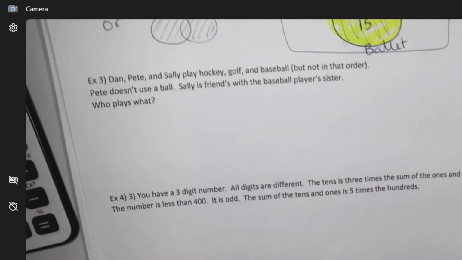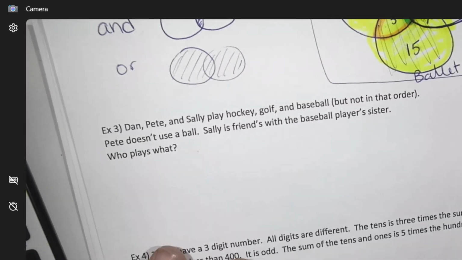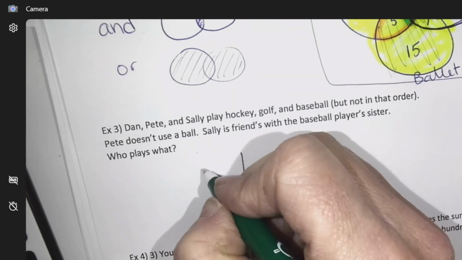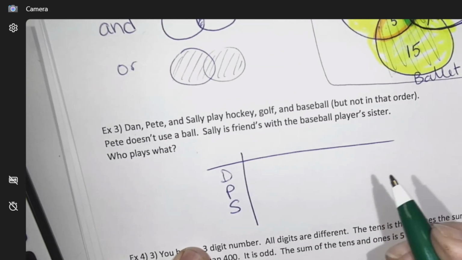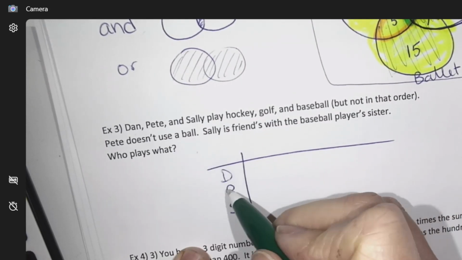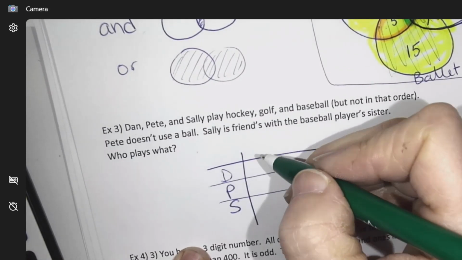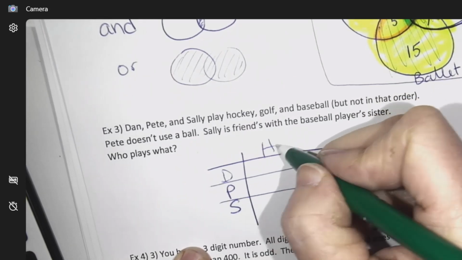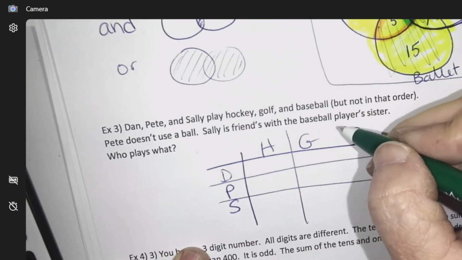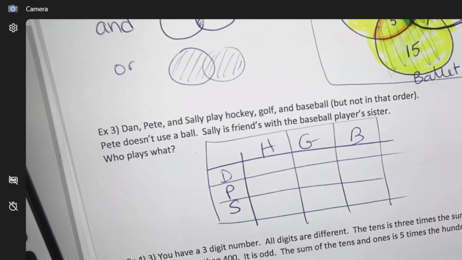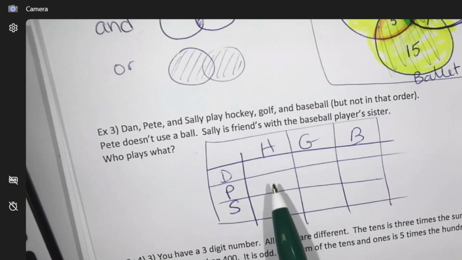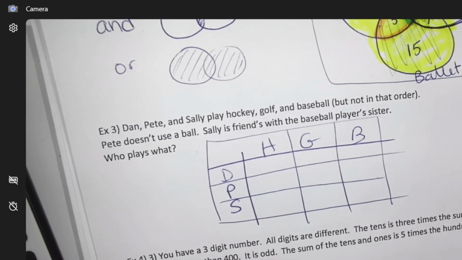Okay, next type of question. We have 3 people, Dan, Pete, and Sally, who play hockey, golf, or baseball. So this is what I do for these strategies. Dan, Pete, Sally, play hockey, golf, or baseball. Okay.